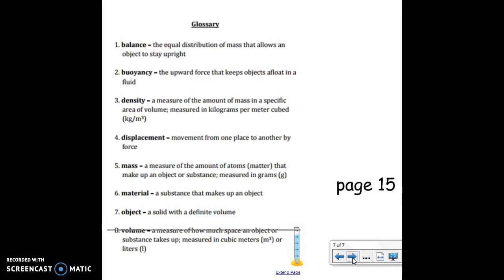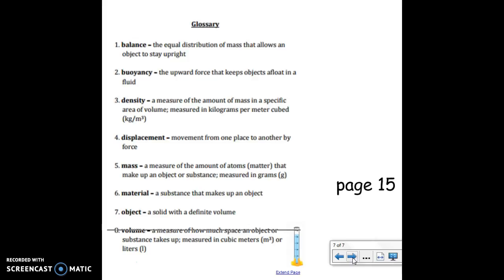Glossary. 1. Balance. The equal distribution of mass that allows an object to stay upright. 2. Buoyancy. The upward force that keeps objects afloat in a fluid. 3. Density. A measure of the amount of mass in a specific area of volume, measured in kilograms per meter cubed. 4. Displacement. Movement from one place to another by force. 5. Mass. A measure of the amount of atoms, matter, that make up an object or substance, measured in grams.